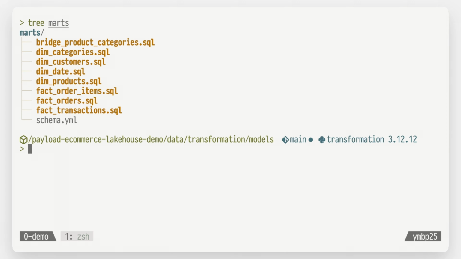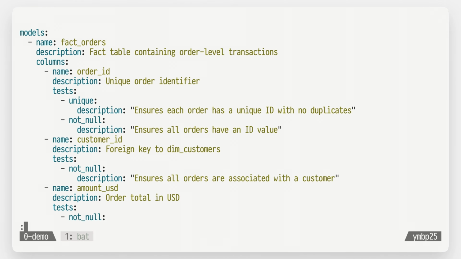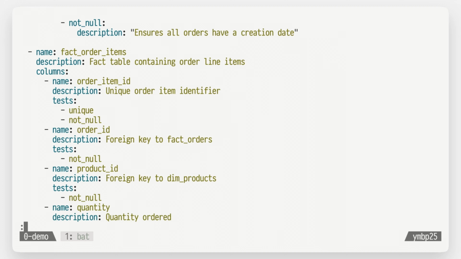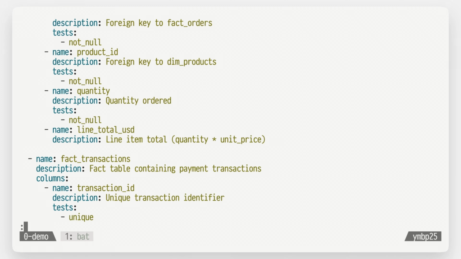In the marts folder, we build our star schema for analytics. We have 4 dimension tables: categories, customers, products, and date. We also have 3 fact tables: orders, order items, and transactions. There is one bridge table that connects products to categories in a many-to-many relationship. The schema.yaml file defines tests and documentation for these models. Now, let me walk you through a few key files to show how this works.